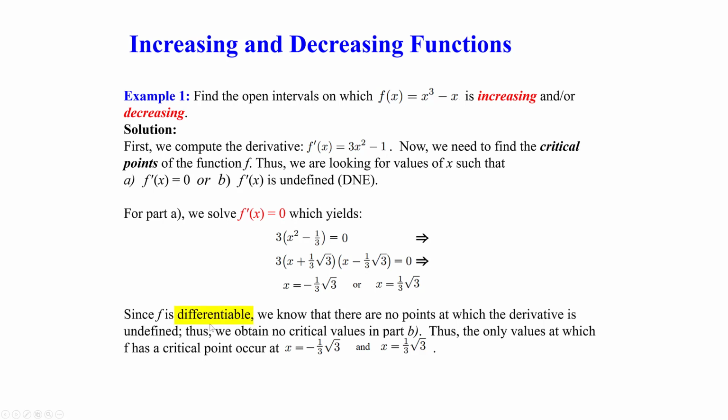Now, since f is differentiable, we know there are no points at which the derivative is undefined. Why is it differentiable? F is a polynomial. It's differentiable everywhere. So there are no critical points of type B. Now, that just means we have points of horizontal tangency.